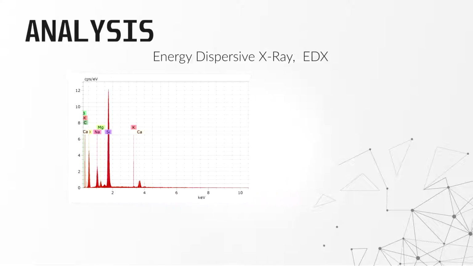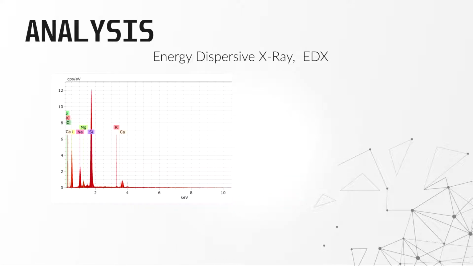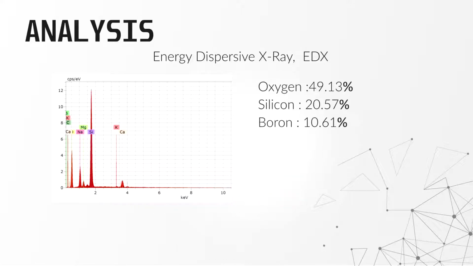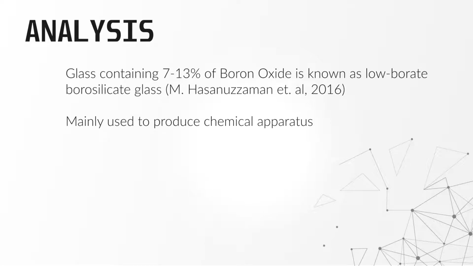By using energy dispersive X-ray (EDX), the elemental composition of the sample can be identified. According to the data generated by EDX analysis, the highest atomic percentage in the sample is oxygen, 49.13%, followed by silicon at 20.57%, and boron at 10.61%. Based on our research, glass containing 7 to 13% of boron oxide is known as low borate borosilicate glass and is mainly used to produce chemical apparatus.